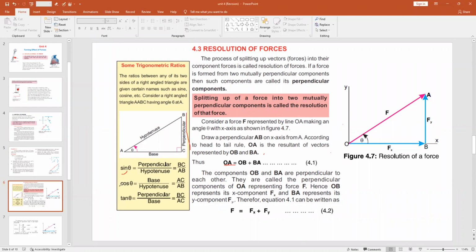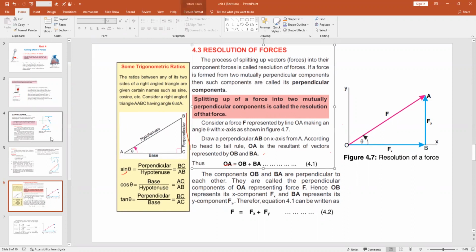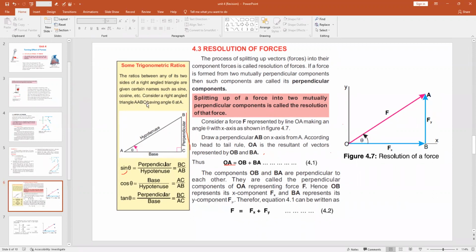Then we have cos theta. Cos theta is base over hypotenuse. The base in this right angle triangle is AC and the hypotenuse is again the same, AB, right? Then the third one is tan theta. Tan theta is perpendicular over base. So perpendicular is BC and base is AC. So these are the three trigonometric ratios that we must know to find out the value of the Fx component and Fy, right?